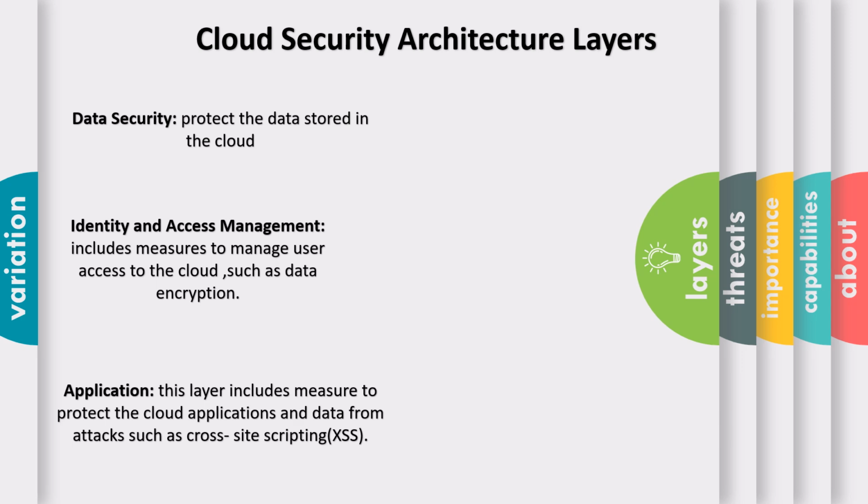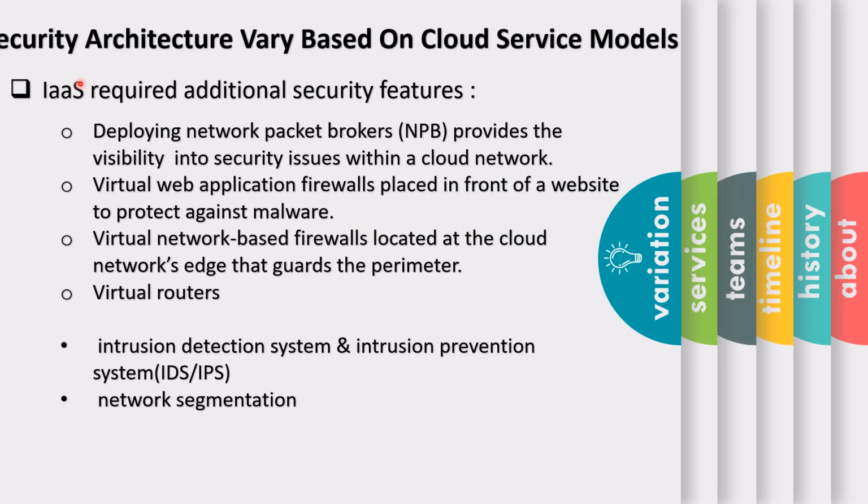data or services. Then we have the security architecture, which varies based on the cloud service models. We have the three cloud service models, which are IaaS, PaaS, and SaaS. IaaS stands for infrastructure as a service, PaaS is platform as a service, and SaaS is software as a service. IaaS requires additional security features, such as deploying network packet brokers, NPBs, to provide visibility into security issues within the cloud network.